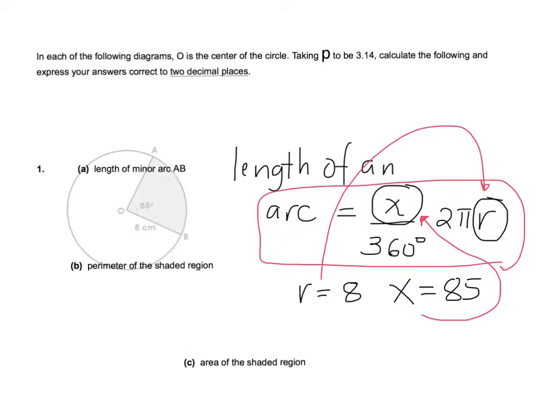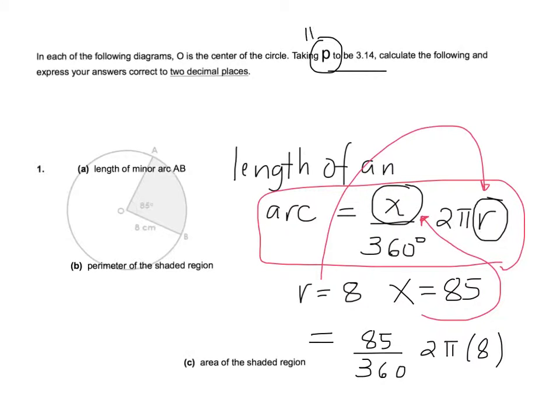So the solution will continue as x is 85 over 360 times 2 pi times the radius 8. And then you can just use your calculator to simplify this, or you can solve it manually. Now it says in the given that you can use pi, so although the symbol is different, this is pi. Pi is 3.14. That means you replace the pi by 3.14.